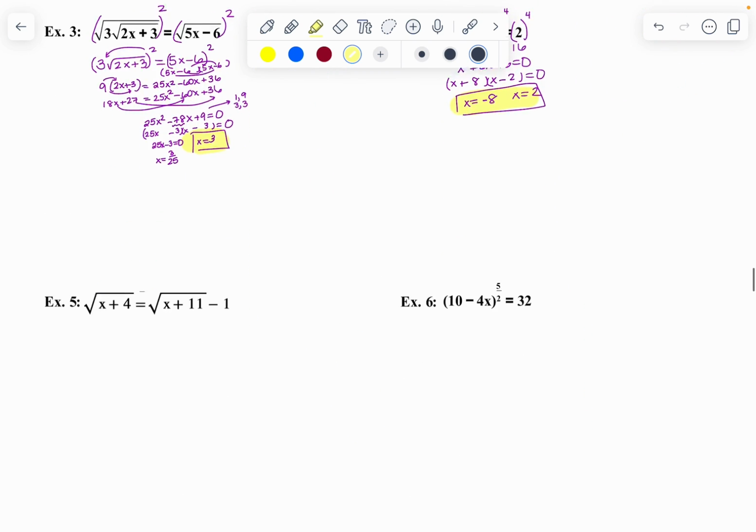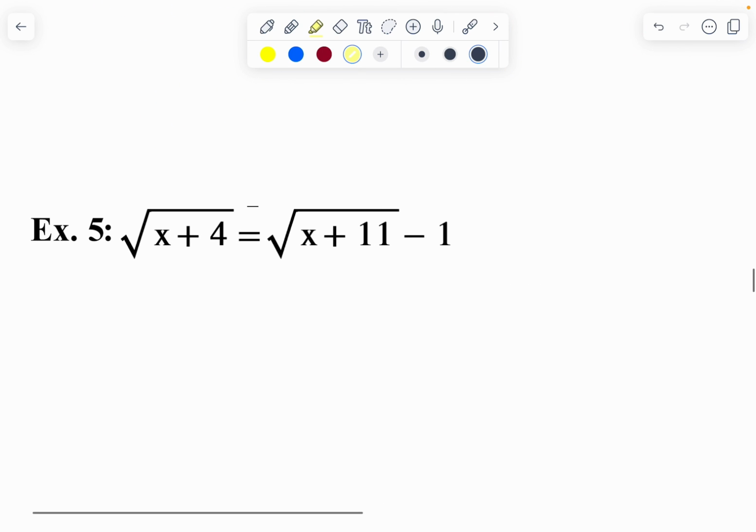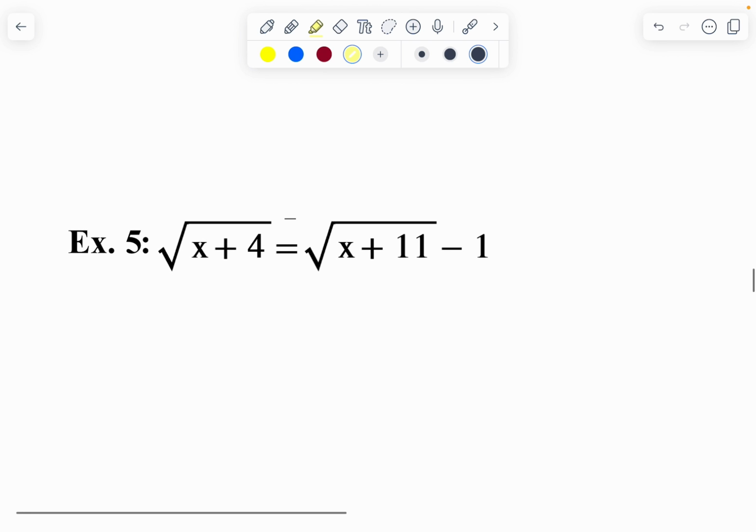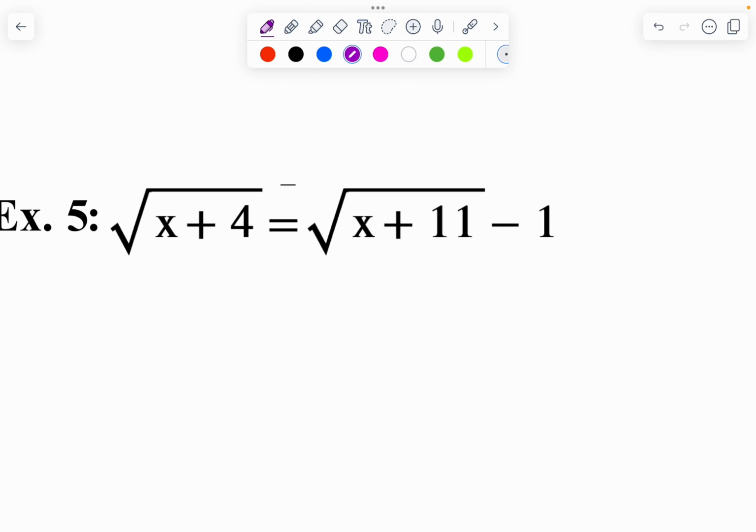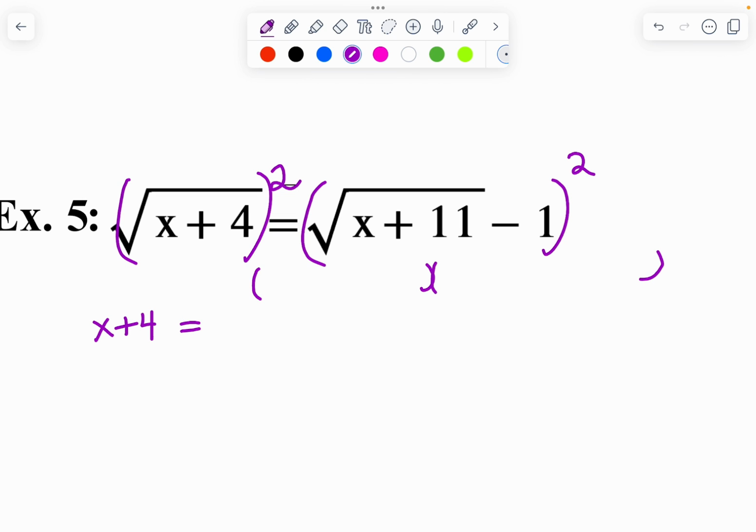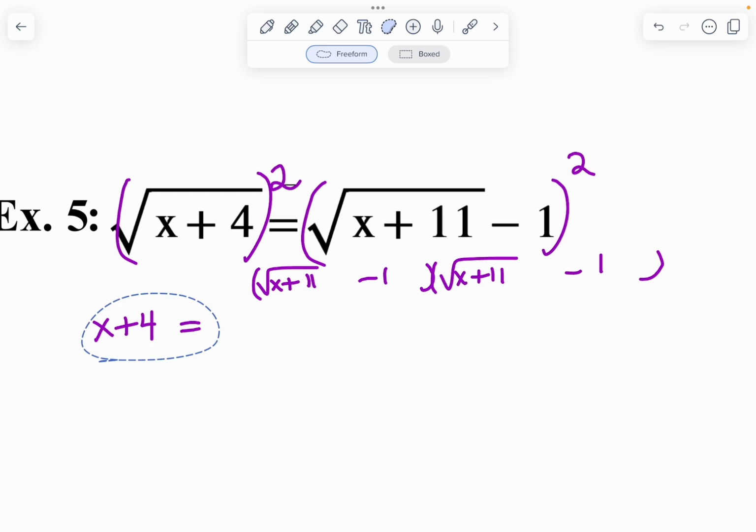Okay, all right, if we look at this next example, we have a square root on both sides. Let's go ahead and square this again. So on the left side, I just get x plus 4. Now on the right side, it's a little bit more challenging. I have the square root of x plus 11 minus 1, the square root of x plus 11 minus 1.